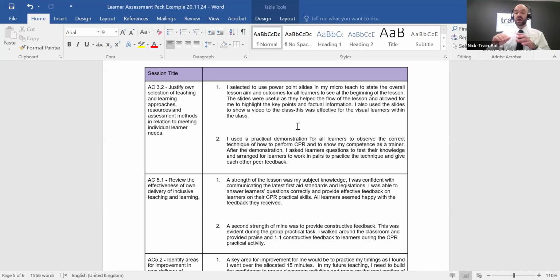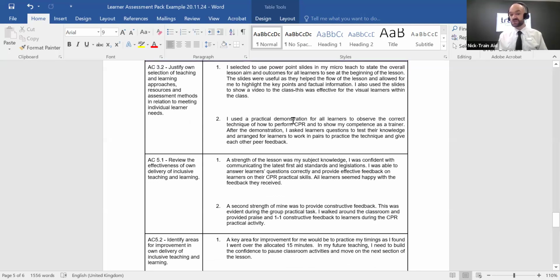It was very clear. I highlighted the aim, the learning outcomes there. And I also use PowerPoint slides to help the flow of the lesson and to keep me on track as the teacher as well. I also showed a video to my learners, and therefore using PowerPoint allowed for me to do that. Okay, so that's why I use PowerPoint. So it's really just justifying why you use perhaps a resource or perhaps an activity or a particular assessment method. The second key point, I use practical demonstration.